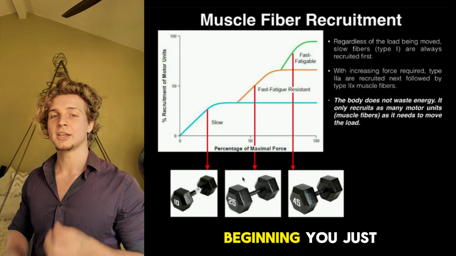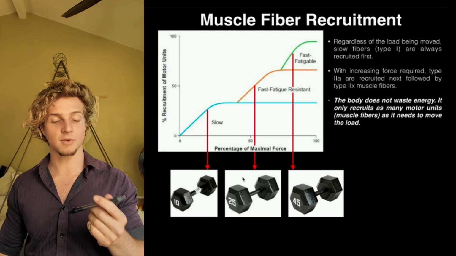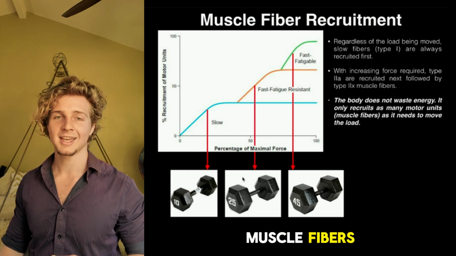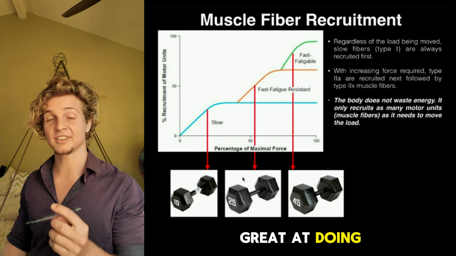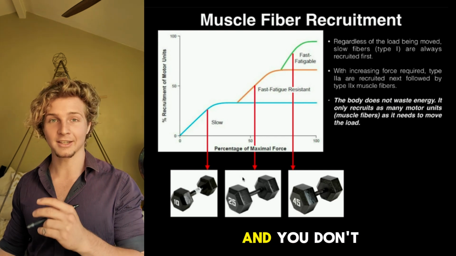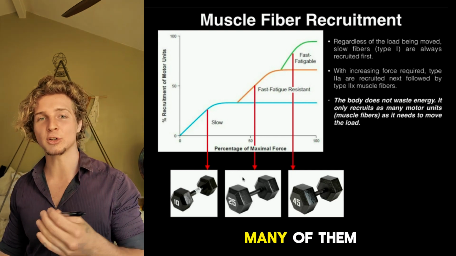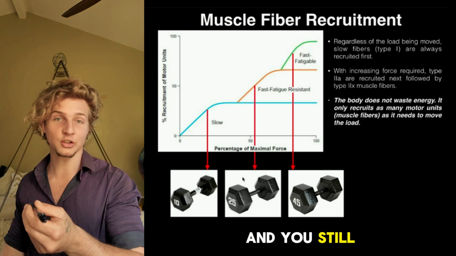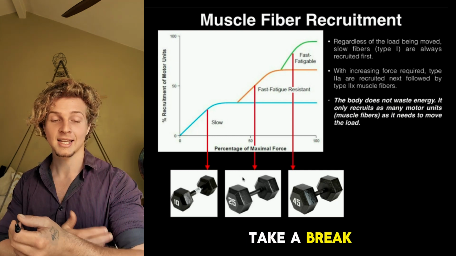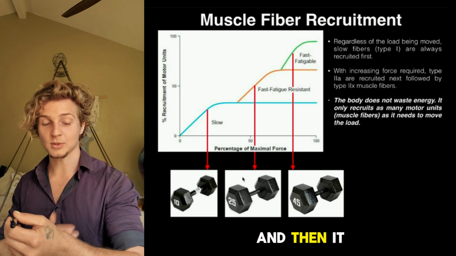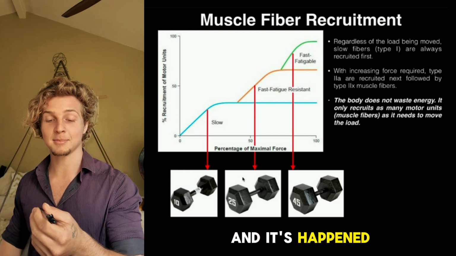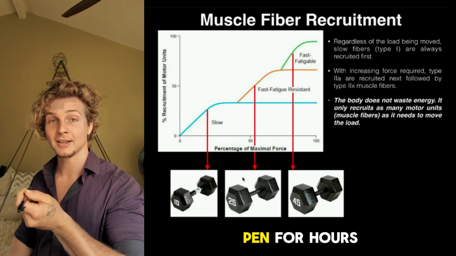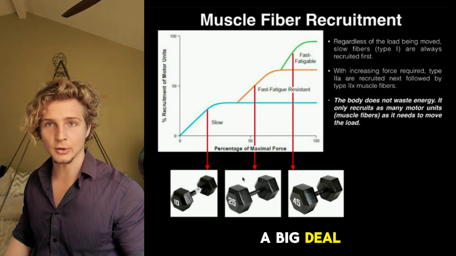So in the beginning, you just have these very hard to fatigue muscle fibers working for you first. They're called slow muscle fibers, and they are great at doing things for a long time. And you don't even need to use very many of them. Like, you've got a whole bunch of them in your arm, and if one were to get tired and you're still lifting a light weight, then it would take a break and another one would fire, and then it would take a break and another one would fire. And it happens so fast and so smoothly that you don't even notice it, and you're able to hold that pen for hours, and it's not a big deal.